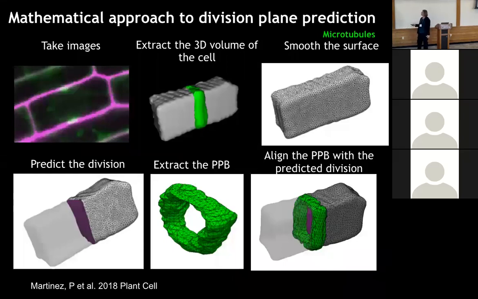Okay, we took images. This sounds really trivial. I'll make it sound like that for now. We extracted the 3D volume of the cell. This was not as easy as we would like. We also extracted the location of the preprophase band. Why? Because this is where the plant cell thinks it's going to divide. That's the wrong term, but you know what I mean.